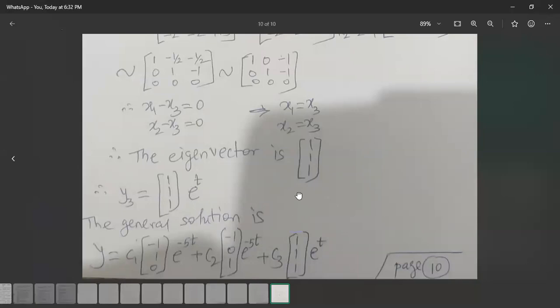And now the general solution will be the sum of these three, right? Linear combination. So we take arbitrary constant C1 times our first solution plus C2 times second solution plus C3 times third solution. Got it? Yes. So I think it is very easy. You can go with such kind of things.